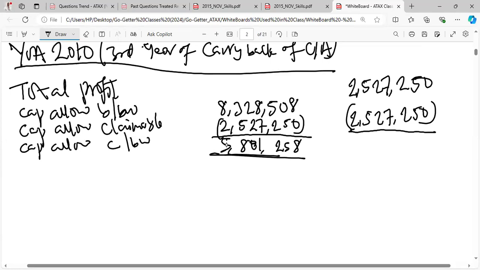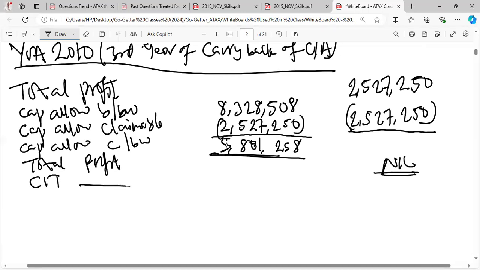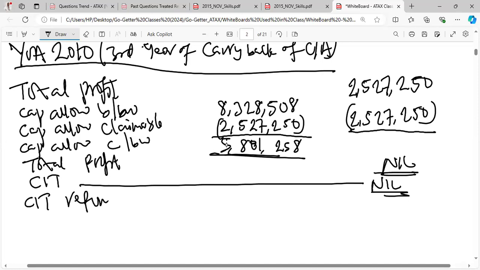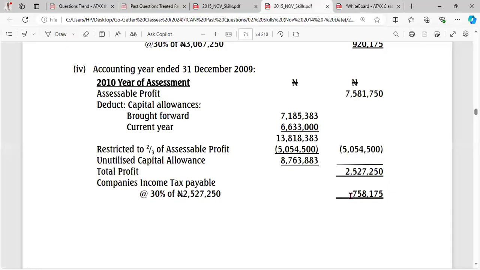So your second total profit is now going to be nil. That's the essence: to convert this total profit from what it has to be here to nil, and you get a refund. So your tax, CIT, will also be nil. So your CIT refund will be any CIT that was paid in that year.